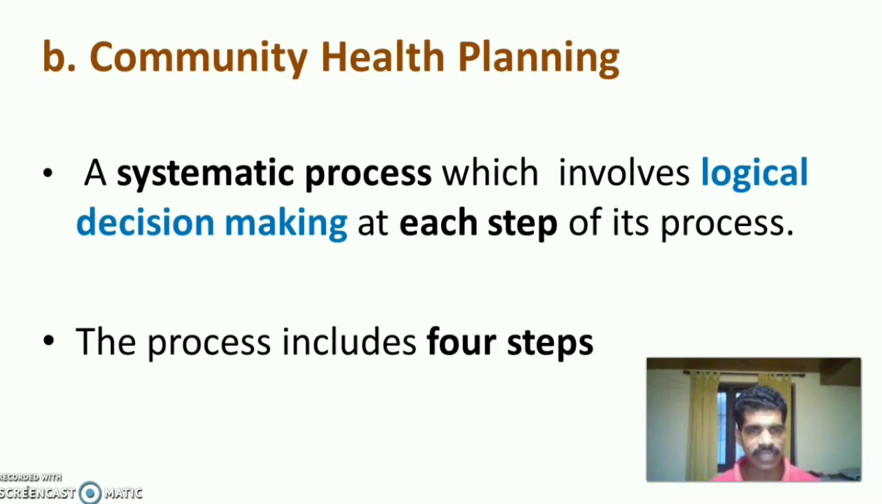Community health nursing planning is a systematic process which involves logical decision making at each step of its process. The process includes mainly 4 steps.